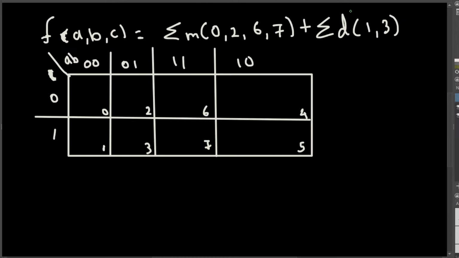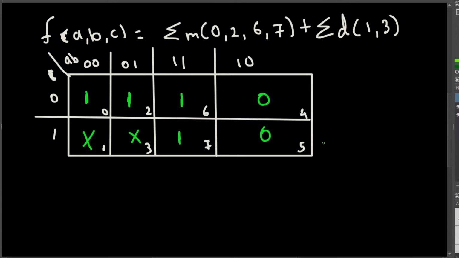These are the locations, and according to the given information we have a 1 at location 0, so we have 1 right here, and we have a 1 at location 2, right here, and a 1 at the 6th location, right here, and a 1 at the 7th location, right here. We have a don't care at location 1, right here, and a don't care at 3, right here, and the others are going to be 0. Now here the don't care is helpful if you can make the expression simpler.